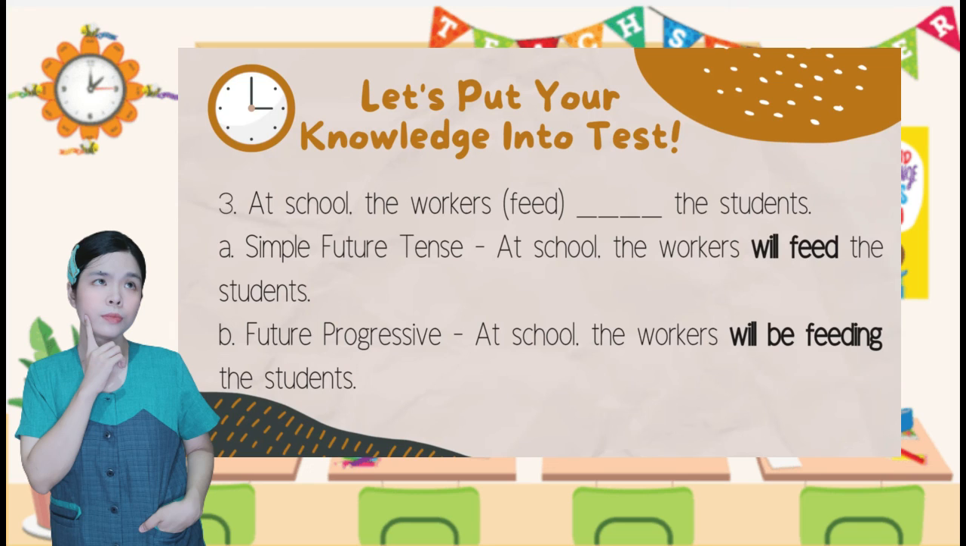Now let's check. In simple future tense, at school, the workers will feed the students. And in future progressive, at school, the workers will be feeding the students. So you see the difference, class? In simple future tense, we're just going to use will plus the base form of the verb. In future progressive aspect, we use will be, plus the base form plus the ing. So at school, the workers will be feeding the students.